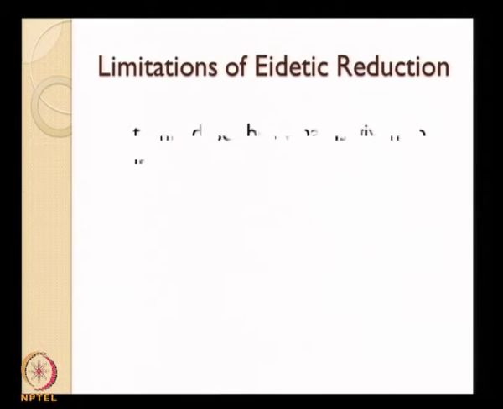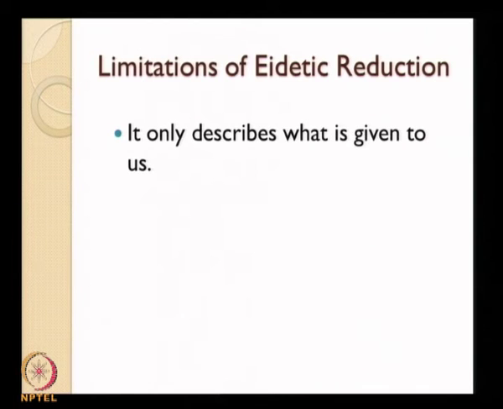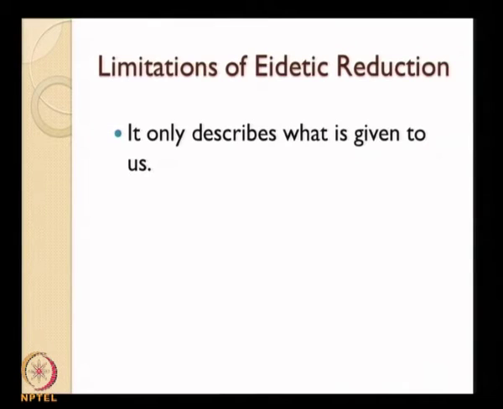But still, eidetic phenomenology has certain limitations. For example, it only describes what is given to us. Again, the problem is, what is the fundamental objective of phenomenology? The fundamental objective is to understand pure ego, transcendental ego or transcendental subjectivity. So, there is no reference to pure ego or transcendental ego even at the eidetic stage. Your focus is only on essences. Of course, for that you have to focus on consciousness, you have to actually do consciousness and see how it is given, but still consciousness itself or ego itself has never been subjected to your analysis. So, it only describes what is given to us.